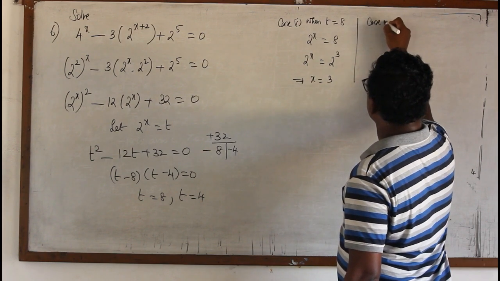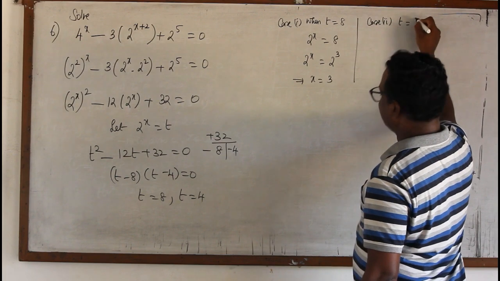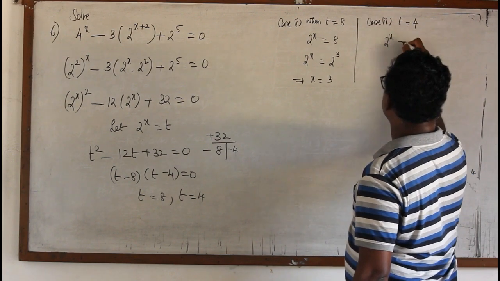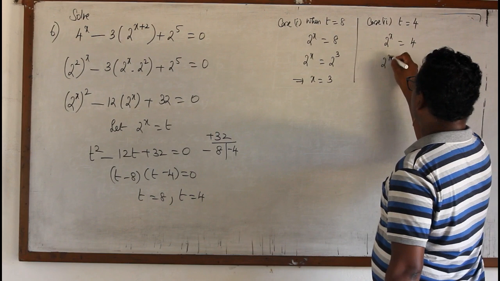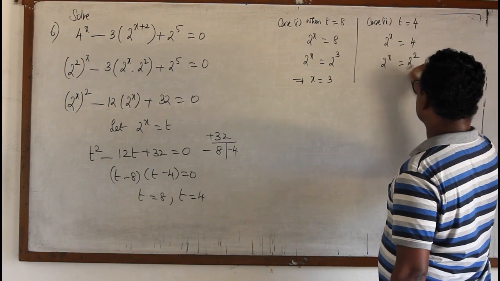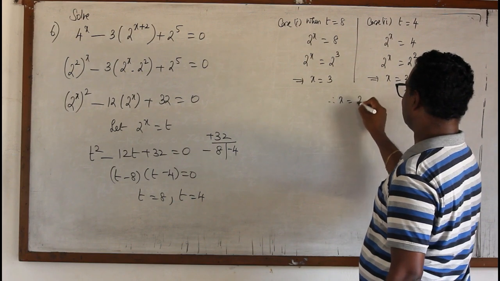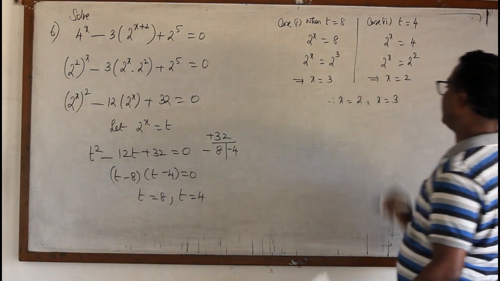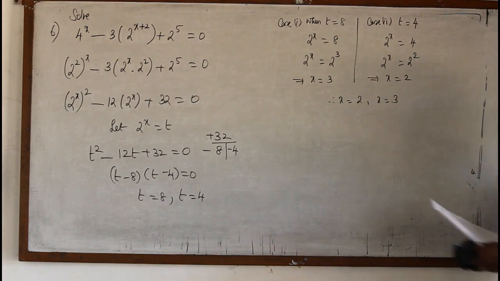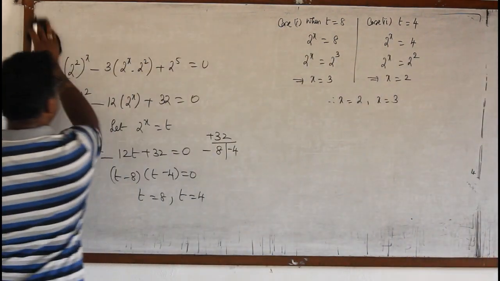Case 2. When t equal to 4, that is 2 power x equal to 4. 4 can be written in terms of 2 as 2 square. Then this implies x equal to 2. Therefore, x equal to 2, comma x equal to 3. These are the two roots. Now, with this, the 6th problem is over.